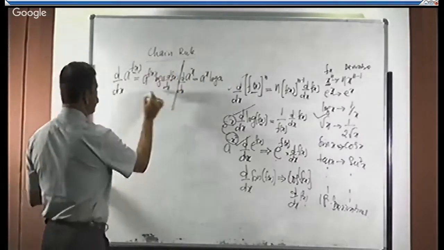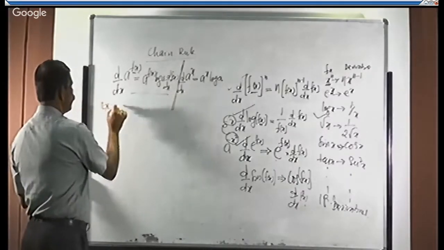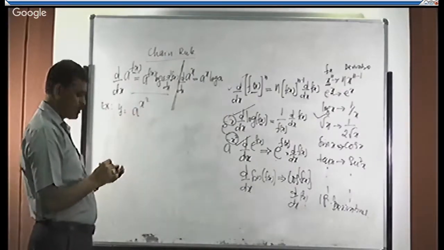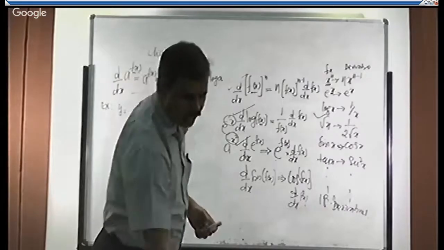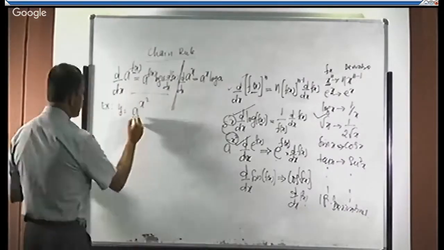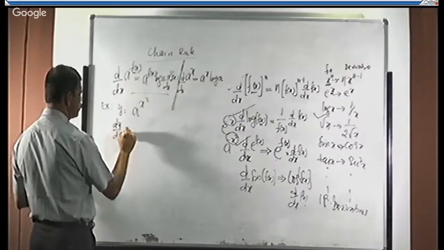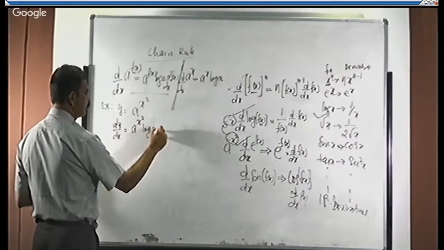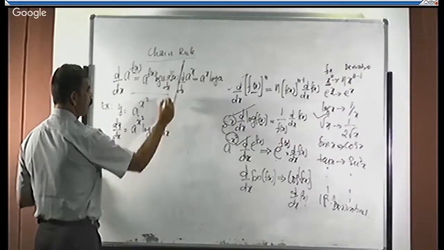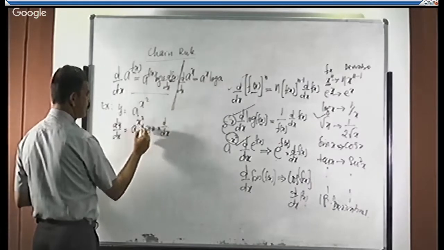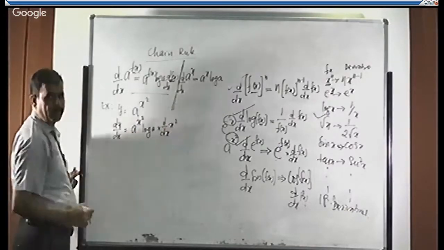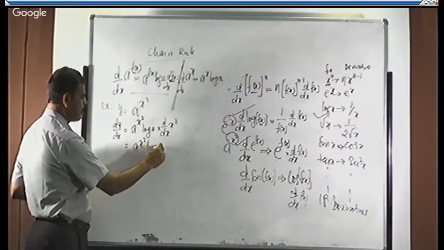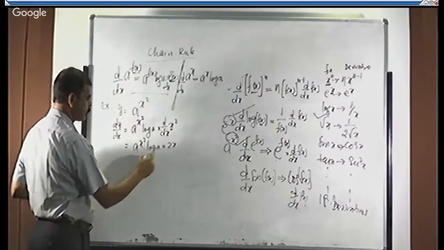See the example. Y is equal to a to the power of x square. What is the function here? The function is x square, right? So what is the answer for this? Dy by dx is equal to a power function into log a into d by dx of function, which is x square here. That is equal to a power function into log a into differentiation of x square, which is 2x.